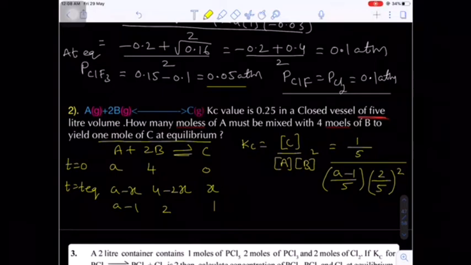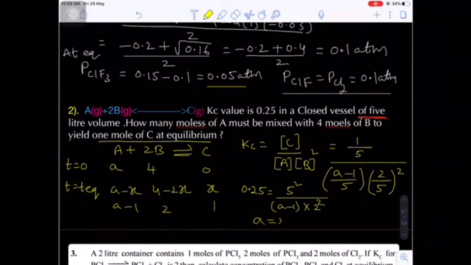From here, if you solve this, what is the Kc value given to you? 0.25. So 0.25 is equal to 5 square whole divided by (A minus 1) into 2 square. After solving this, you will get A is equal to 26. A is equal to how much? 26. Okay.